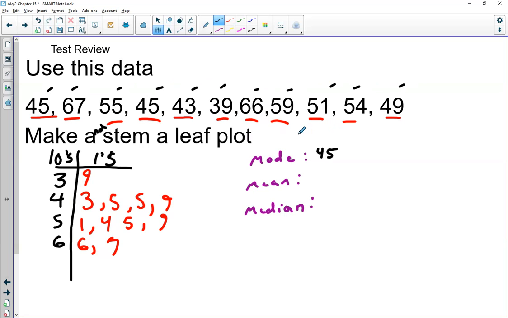This one you just have to make sure you bring a calculator or it'll make your life a lot more annoying. So 45 plus 67 plus 55, and you can get your list from the stem and leaf plot too. Plus 55 plus 45 plus 43 plus 39 plus 66 plus 59 plus 51 plus 54 plus 49. I get 573. And then I'm just going to divide that by 11, which turns out to be 52.1.